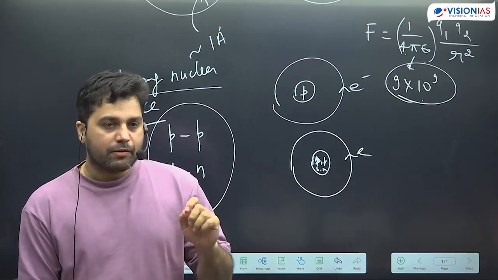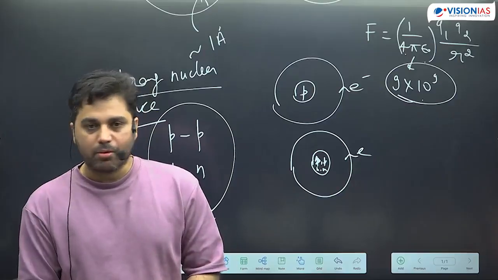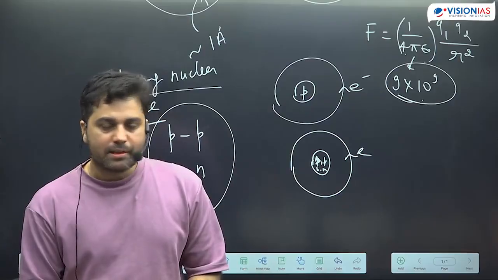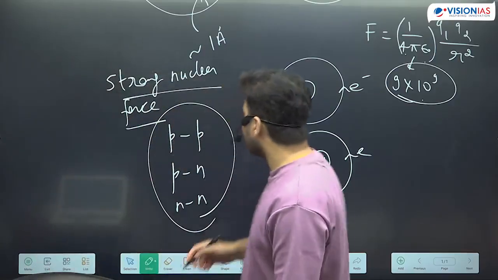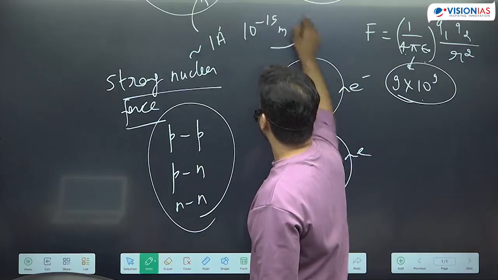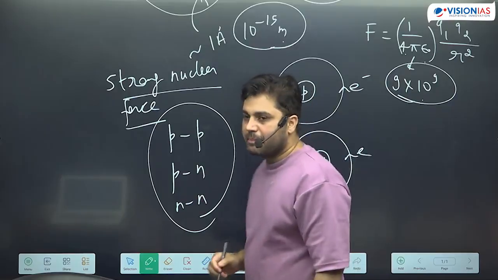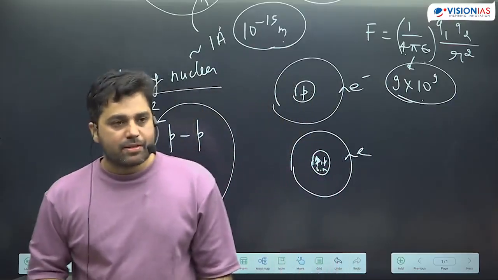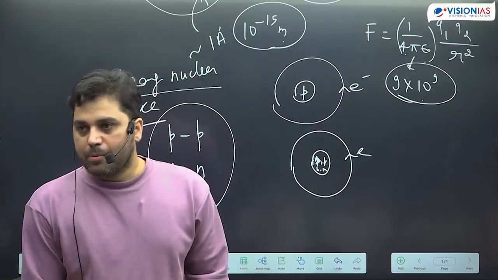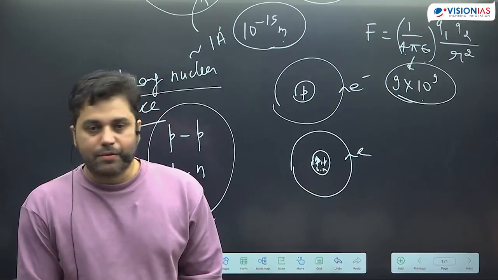But strong nuclear force only exists inside the nucleus. The moment you go outside the nucleus, its value becomes almost 0, negligible. So the range of the strong nuclear force is 10 to the power minus 15 meter. What will be the range of electromagnetic force? What will be the range of gravitational force? Up to what distance can we feel gravitational force?